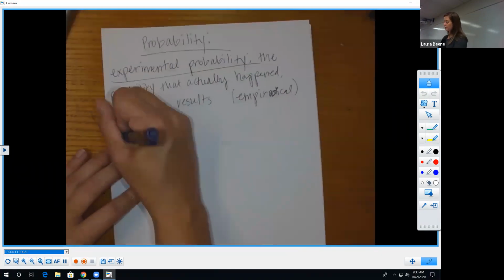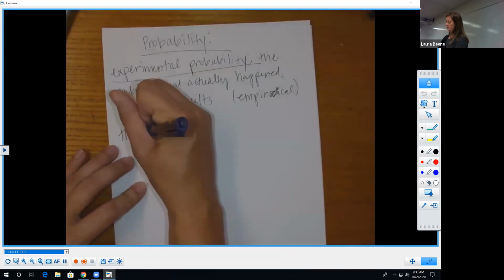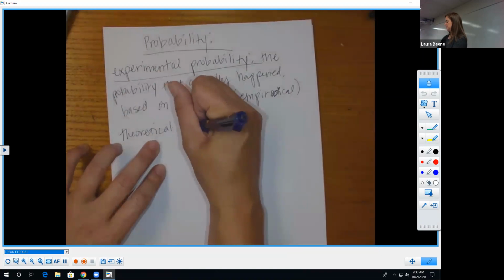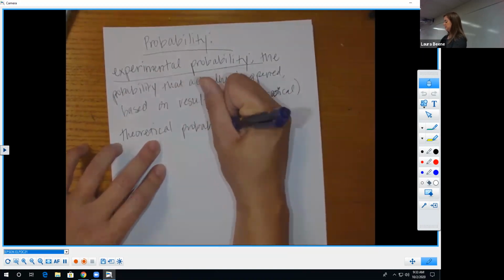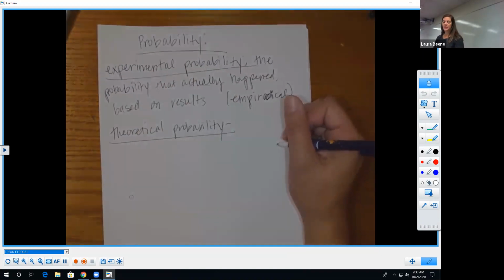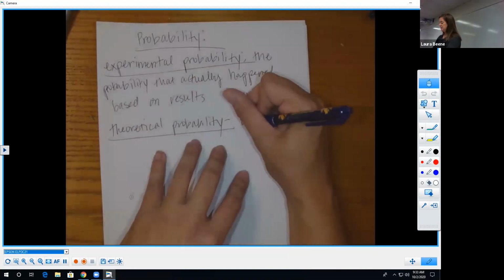Okay, so theoretical probability is in theory probability. Sorry, I can't talk and spell at the same time. Theoretical probability is in theory what should be actually happening. So this is based on theory.